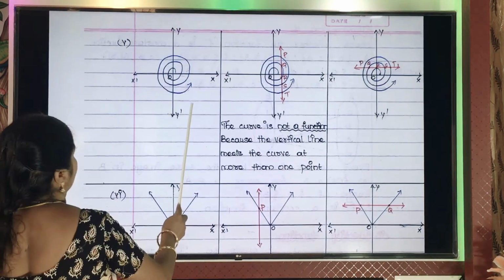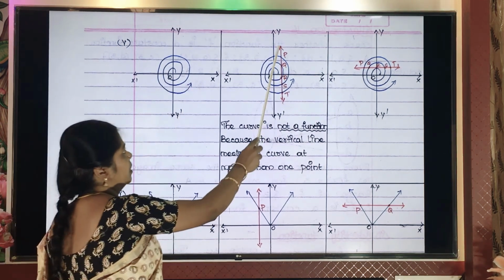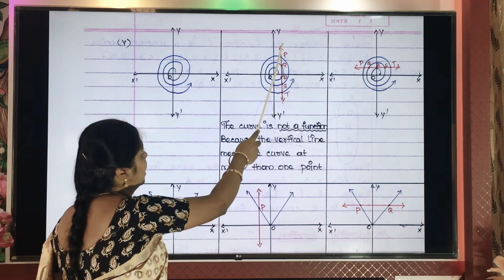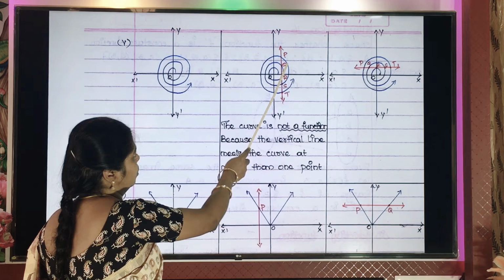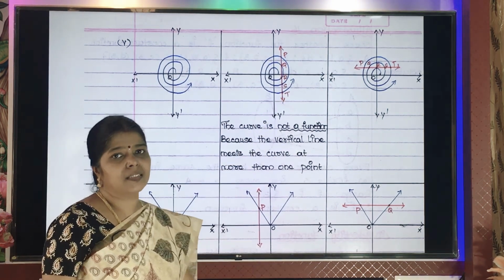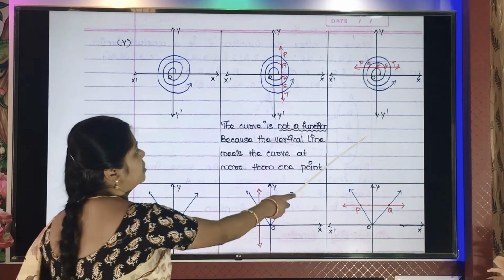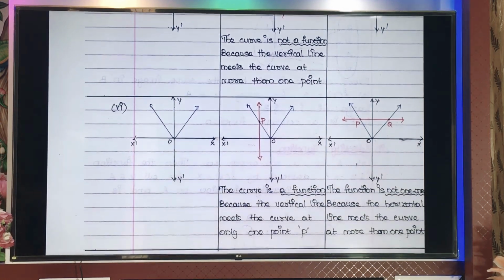One more. Can you see a spiral-like curve over here? Yes, children. Now draw a vertical line. See here, this vertical line. How many places is it meeting? P, Q, R, S, T. So many places it is intersecting the curve. So definitely this is not a function. So there is no need for finding whether it is one-to-one or not.